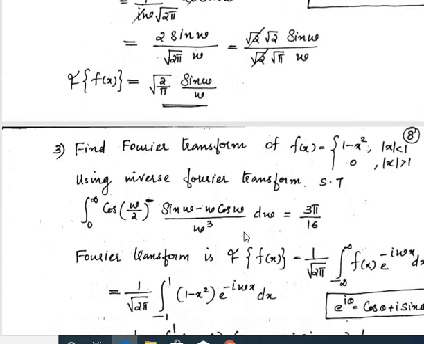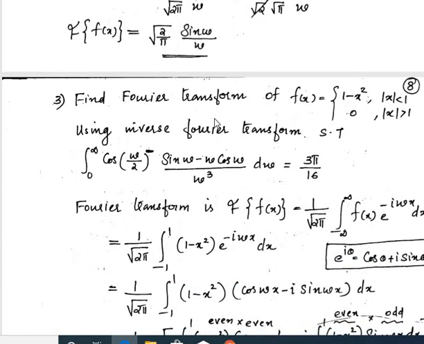Now move to the third question. Find the Fourier transform of f(x) equal to 1 minus x square for mod x less than 1, and 0 for mod x greater than 1. Using the inverse Fourier transform, show that the integral from 0 to infinity of (cos omega times (2 sin omega minus omega cos omega) by omega cube) d omega is equal to 3 pi by 16. So there are two parts in the question. First is to find the Fourier transform, and then by using the inverse Fourier transform we have to evaluate this integral. They have shown that this integral is equal to this value.